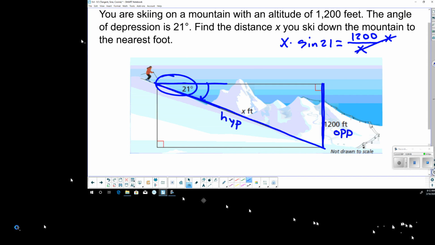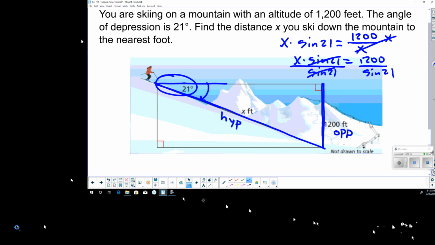Okay, that cancels or reduces that out. Now I have x times the sine of 21 equals 1200. I'm going to divide by the sine of 21. Those cancel out. That's what I'm going to plug in my calculator.